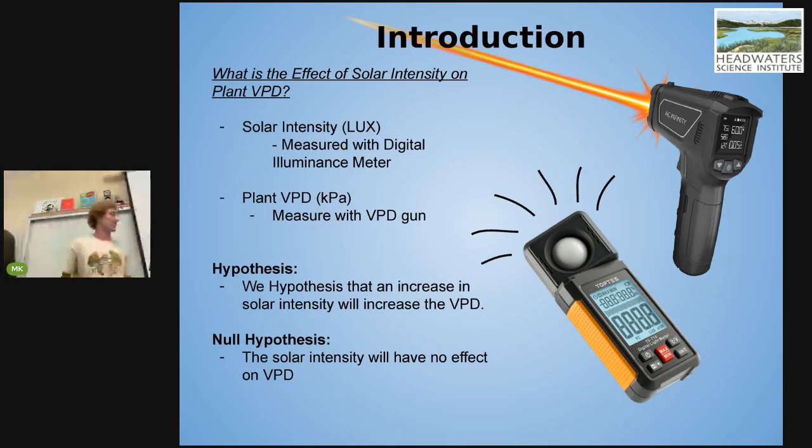Okay, so for a little introduction, our experimental question was, what is the effect of solar intensity on plant VPD? Our independent variable here is solar intensity measured in lux, which we measured with the digital illuminance meter, which is the image on the bottom. And our dependent variable was the plant VPD in kilopascals, or kPa, measured with the VPD gun on the top. Our hypothesis is that we think an increase in solar intensity will result in an increase in VPD. And our null hypothesis is that solar intensity will have no effect on VPD.